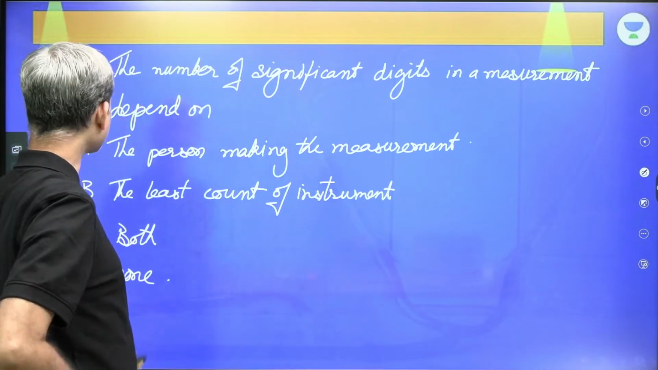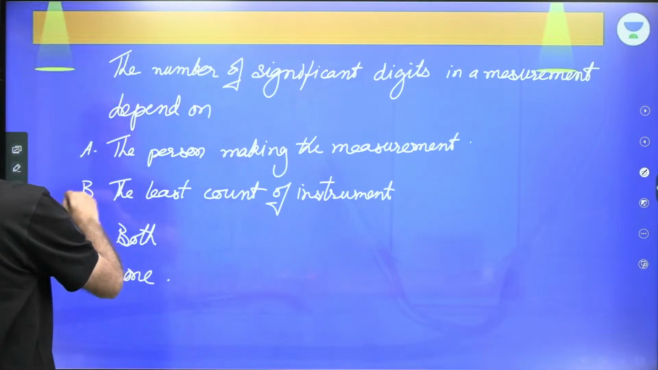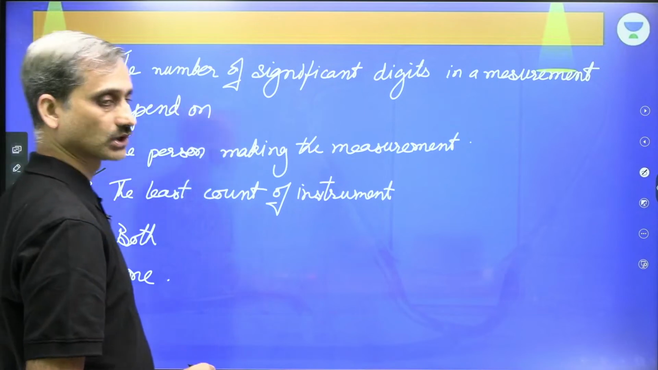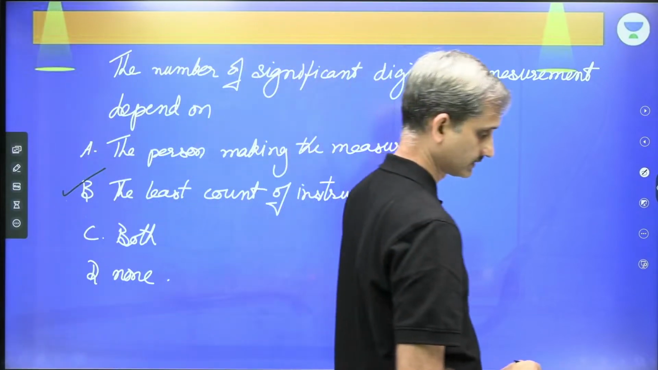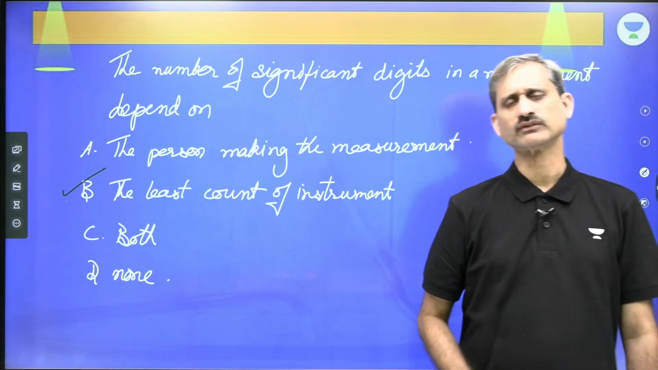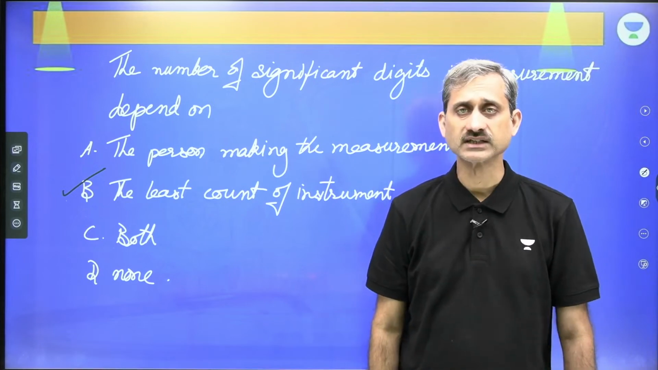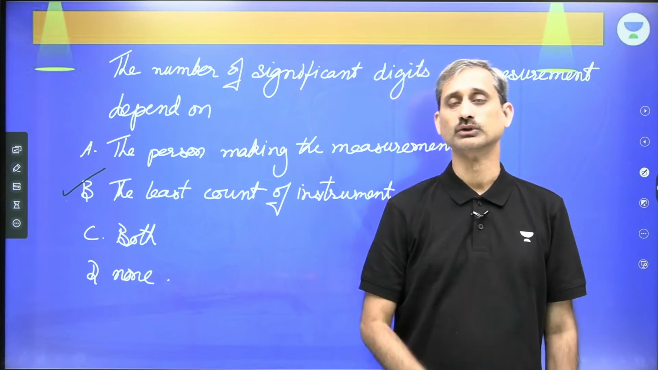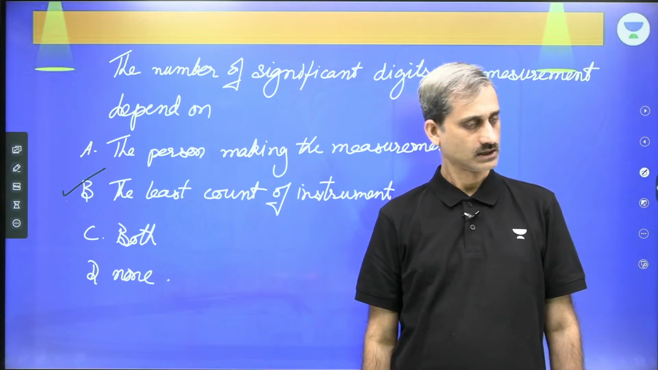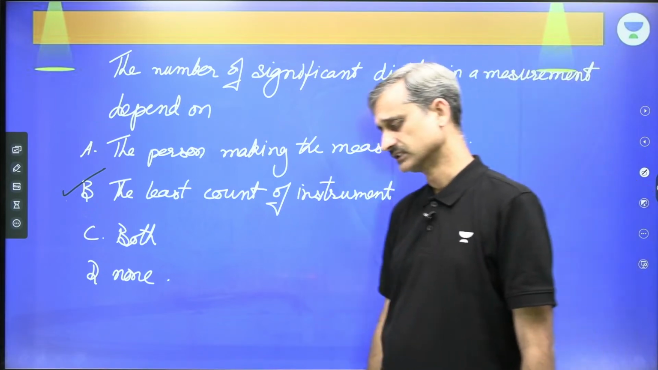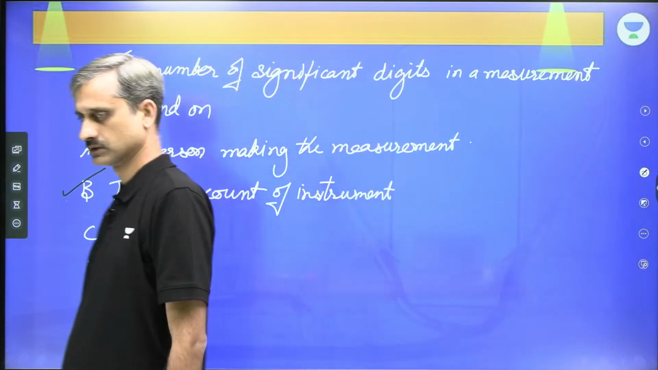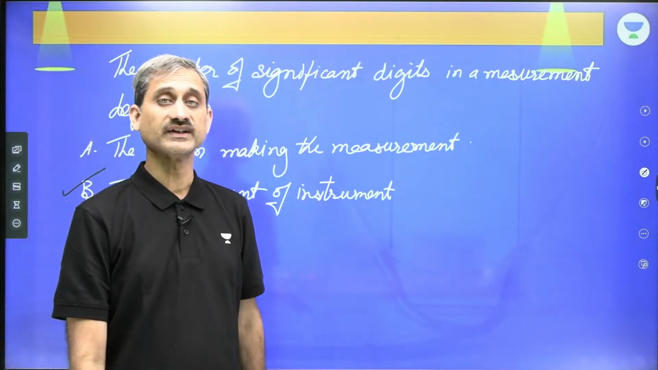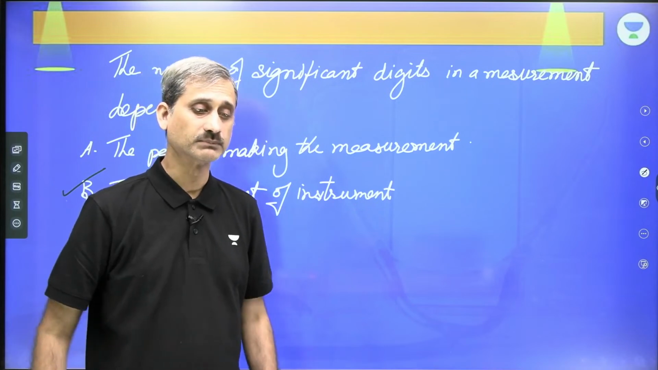The answer is quite simple. It is the least count of the measuring instrument. Smaller the least count of the measuring instrument, more would be the number of significant digits, because the measurement would be nearer to the exact value. Now let us say we have been given a particular number and we are asked how many significant digits are there in that number.